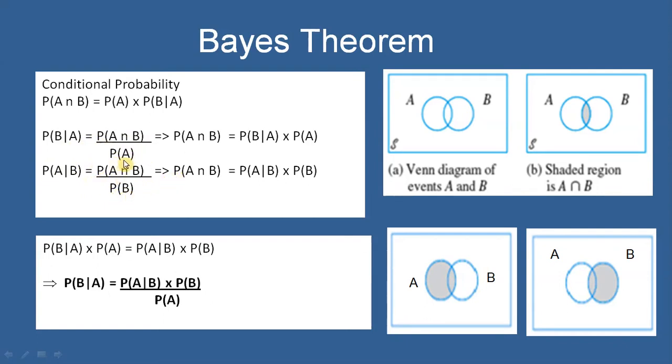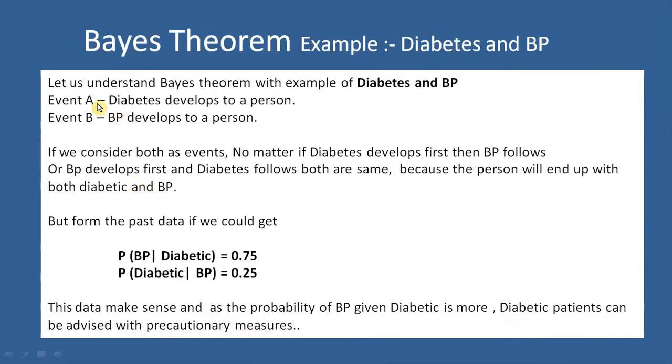Please make note of the denominator. In P of B given A, the denominator is P of A, whereas in P of A given B, the denominator is P of B. So from this conditional probability, we derive the Bayes theorem: P of B given A equals P of A given B times P of B by P of A. Here, let us understand the Bayes theorem with some examples.